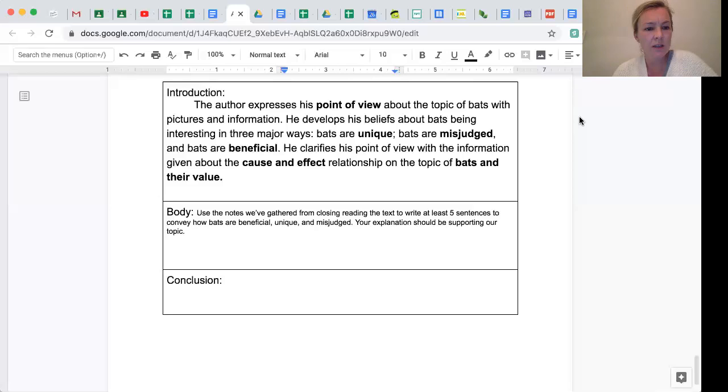Our introduction is several sentences. Our conclusion, 1 or 2 would be sufficient. Okay, again, make sure that as you talk through it, you have the notes in your own document so that you can submit this assignment. All right, I'll be here for questions.